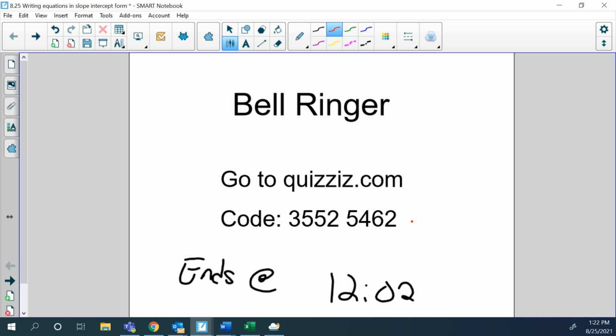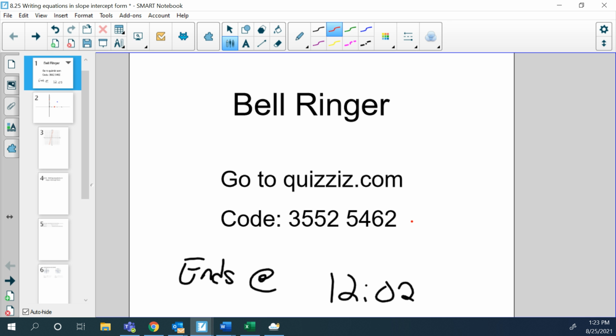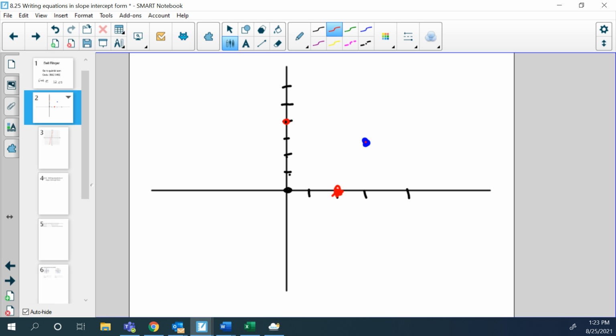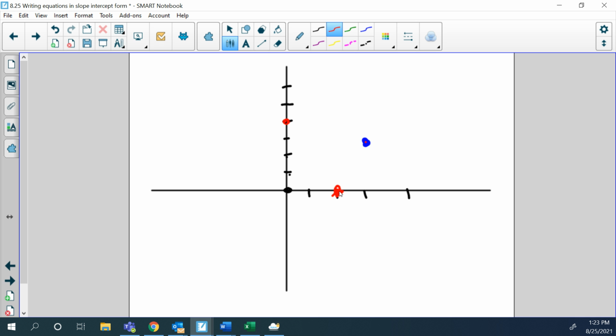Okay, from today's bell ringer, I noticed a lot of kids are having difficulty writing the ordered pair for a point when it's on the x-axis or when it's on the y-axis. So I want to go over that real quick.